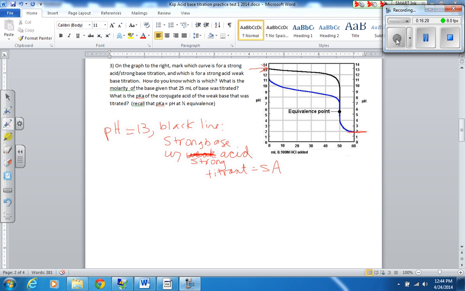Now the blue line. Where do we start? Grace, where do we start? Blue line. We start at 11. So are we starting with a weak or a strong? Good, weak base. We're starting with a weak base. And notice the ending is the same here, so we know we're ending with a strong acid. Weak base, strong acid.